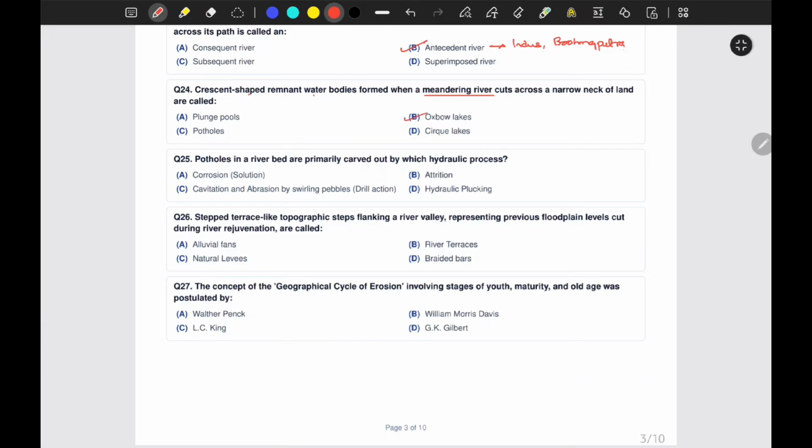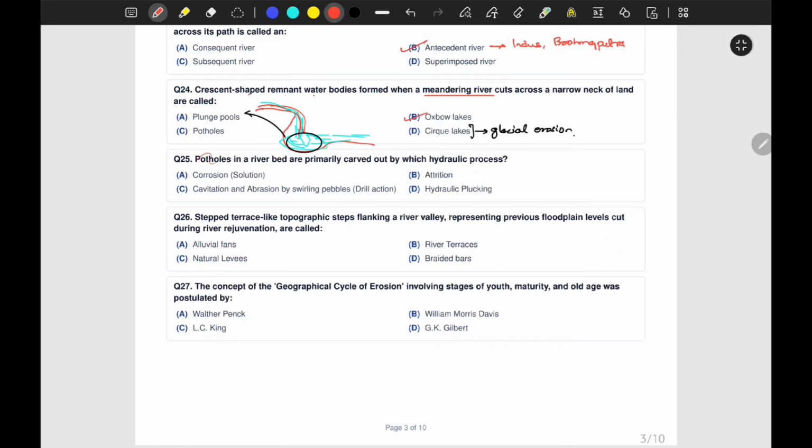What are plunge pools? I'll just make a diagram. Supposedly this is a waterfall, and this is how it is. This very pool where the water falls is known as a plunge pool. What are cirque lakes? Cirque lakes are a landform formed due to glacial erosion.